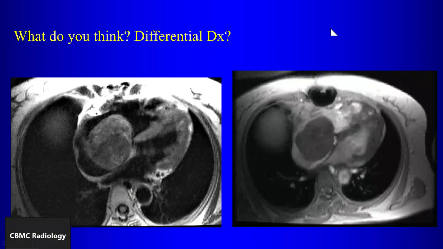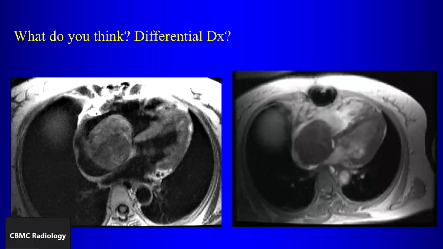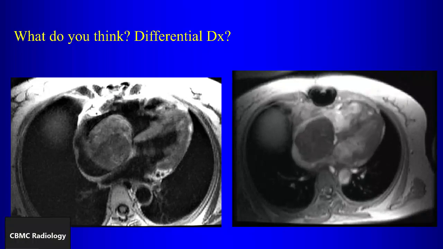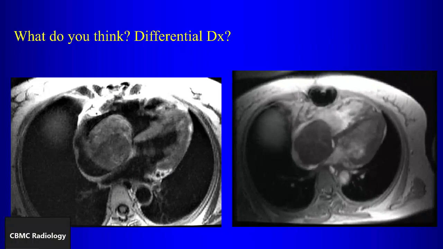All right, so who wants to discuss this case? On the left, we have a black blood sequence 4-chamber view. On the right, we have a bright blood sequence 4-chamber view. There's this right atrial mobile filling defect. Correct? So what could that be?